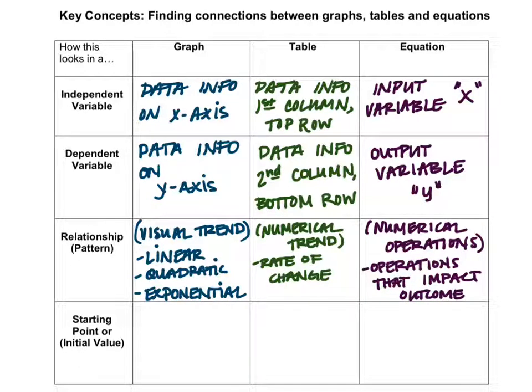Now, the last section we're looking at is the starting point or the initial value. So when I look at the starting point or the initial value of a graph, I'm going to look at the data points when x is equal to 0. Now, this could have one data point, it could have more than one data point, so perhaps it might be best to put in parentheses data points, because it might only be one. So let's do that.